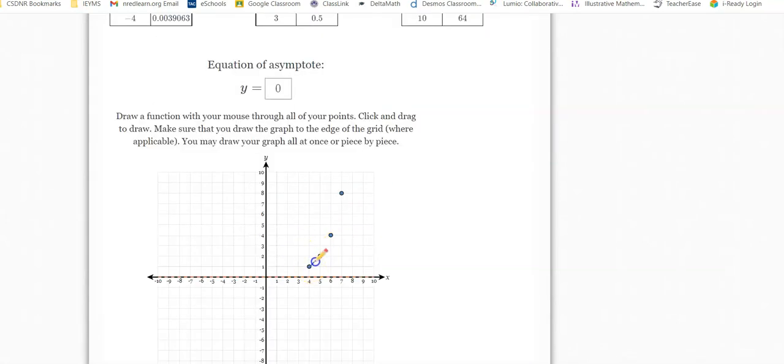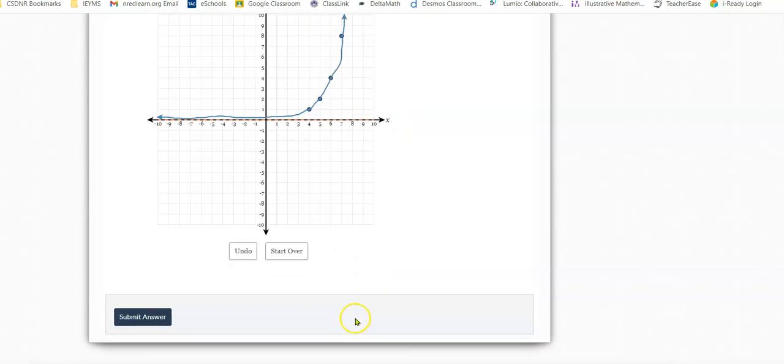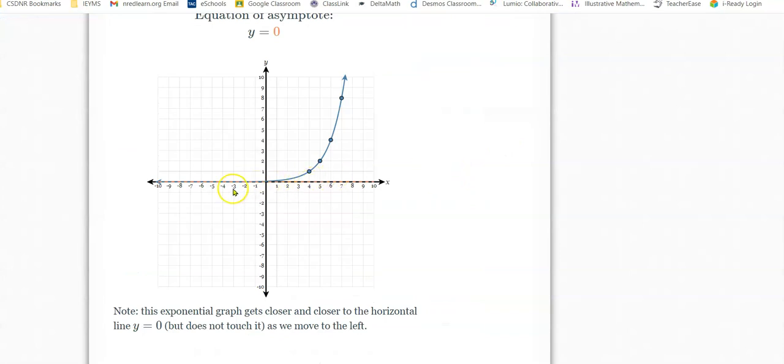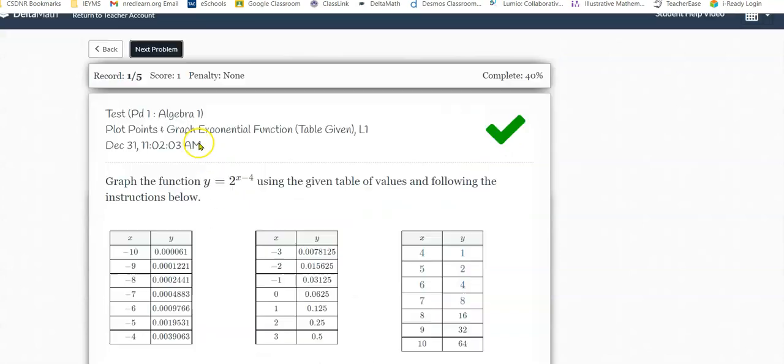And now I'm going to draw my curve upwards, but I don't want to pass that asymptote, right? Oh boy. So hard, but don't pass that dotted line. Okay, let's see what happens. Yay! As long as you don't pass that asymptote, you're going to get full credit.